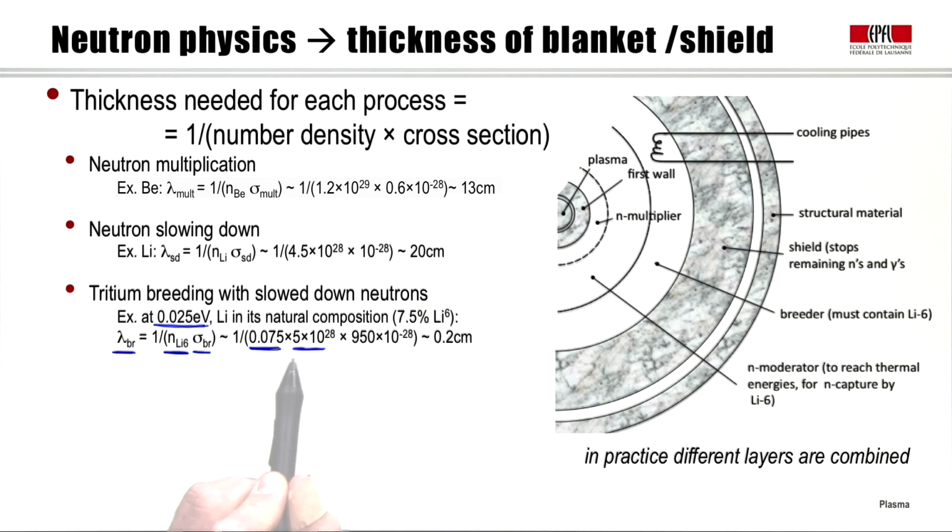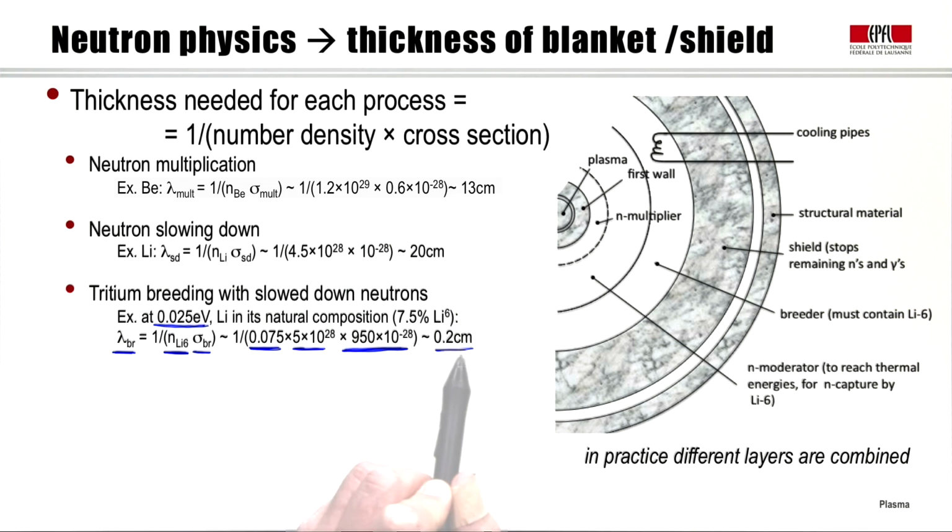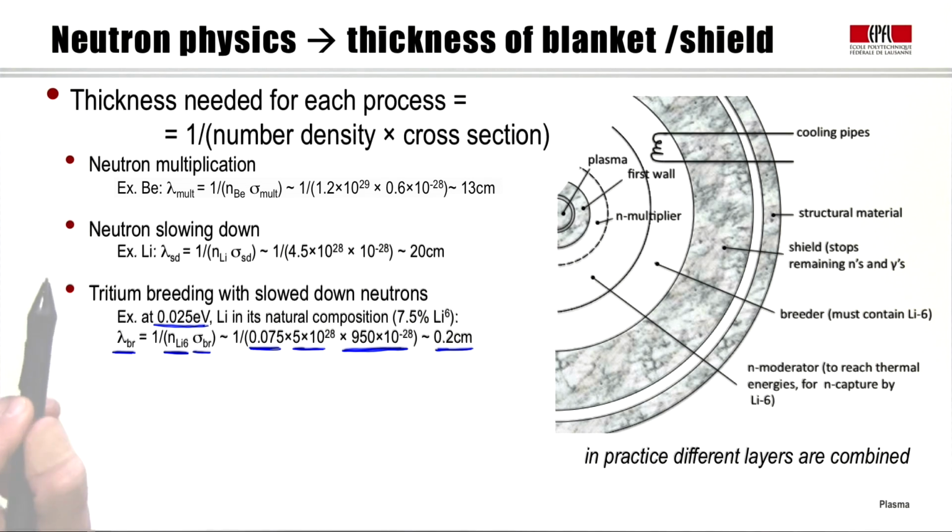But as said a couple of times already, and now underlined by the quantitative factors here, the cross-section for the breeding is so large at these room temperatures that even 7.5% of lithium-6 doesn't add a significant thickness to my blanket for the tritium breeding to take place. So that's only about 0.2 centimeters. So the key here is that the breeding is actually relatively easy as long as we have slowed down the neutrons significantly.